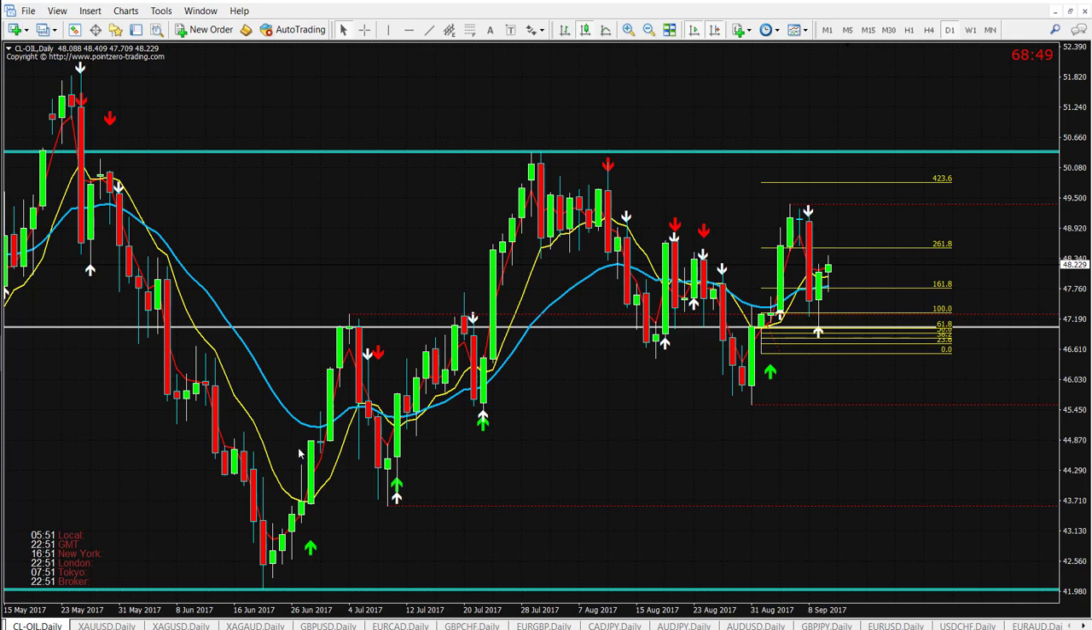We normally trade close to the New York session close time. As you can see, it is 68 minutes left to the New York session close.